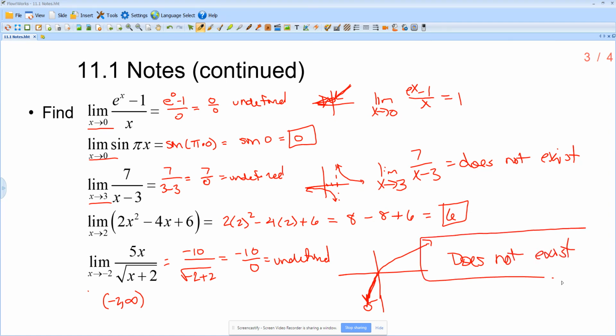And again, that's because the limit from the left doesn't exist. So the limit from the right and the left can't be equal. Here, my limit does not exist. And the reason is because the graph's unbounded and you don't go to the same value. Here, I get undefined, but I still have a limit.